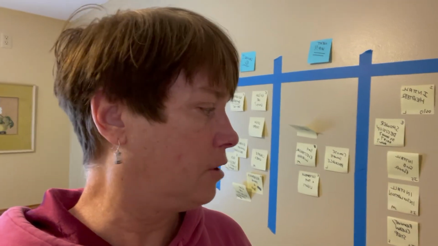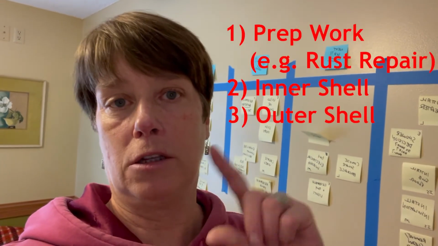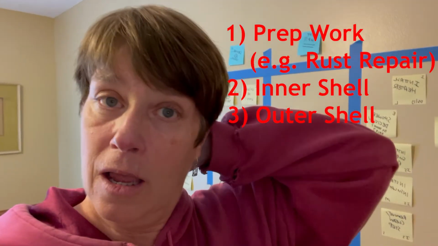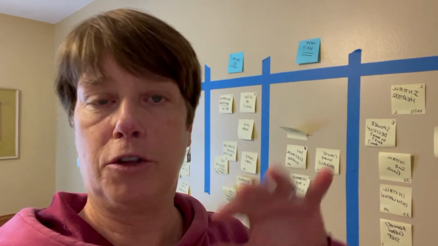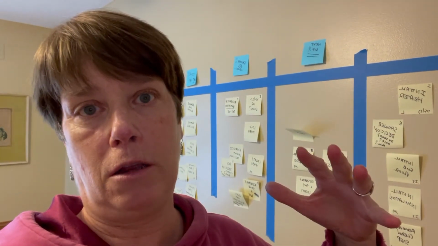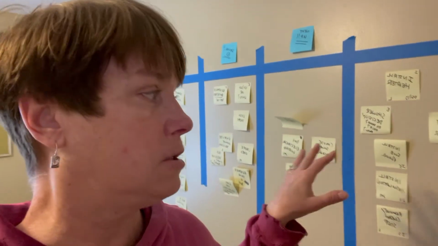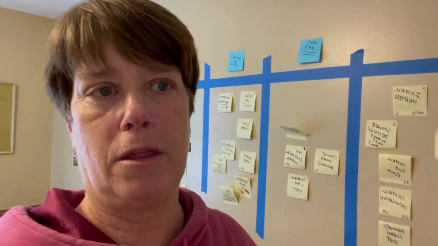The other thing that I've done is I've segregated the work into 3 main areas: prep, inner shell, and outer shell. And I did that based on videos that I had seen other people working. It was a nice way. So if there's things I'm working on the outside of the van or things that I'm working on the inside of the van, I'll mark these. We call these stories or cards, but I'll mark them in that way.